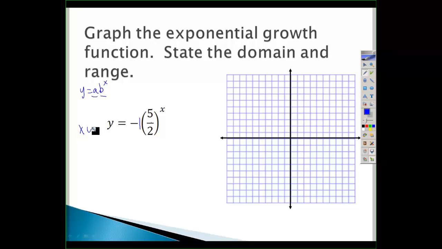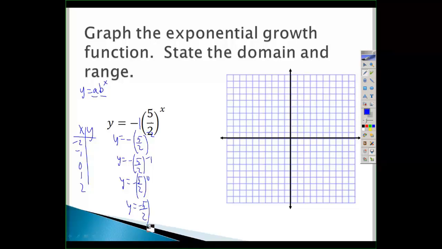Start with a t-chart from negative 2 to 2. So y equals negative 5/2 to the negative 2. y equals negative 5/2 to the negative 1. Oops, that negative should be on those last 2. The negative should be on the outside of the parentheses. That does make a difference, actually.